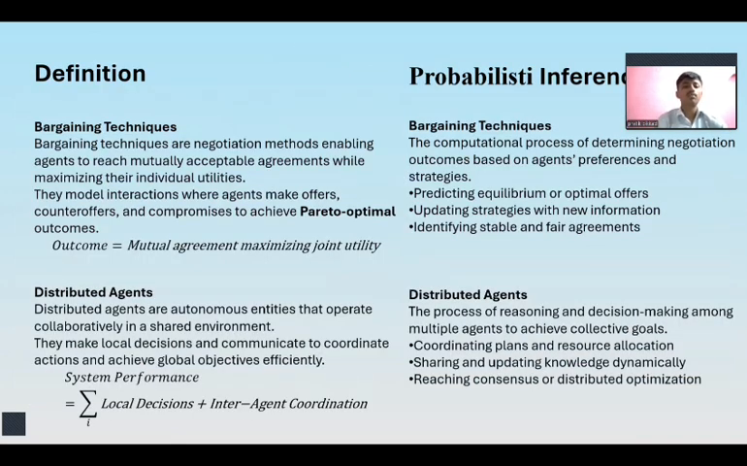Now we will see the bargaining techniques definition. Bargaining techniques are negotiation methods enabling agents to reach mutually acceptable agreement while maximizing their individual utilities. Now we will see the distributed agent. Distributed agents are autonomous entities that operate collaboratively in a shared environment.